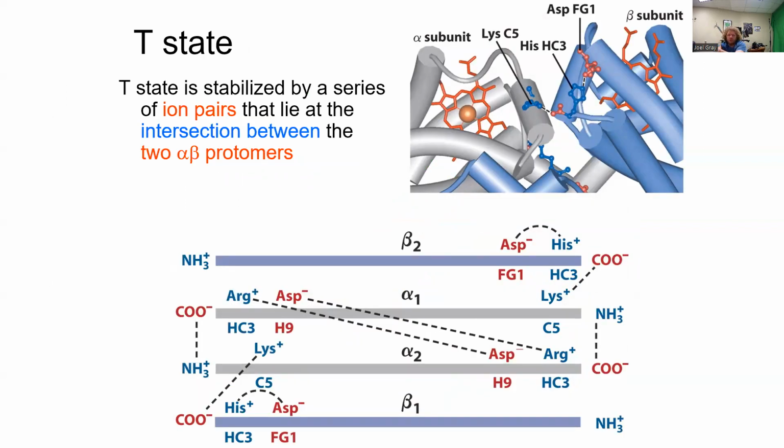Now, here what we see, and I'm going to show this for the R state as well, the T state is stabilized by a series of ion pairs that lie at the intersection between the alpha beta protomers. So here what we have is basically the contacts between different amino acids and different parts of our protein. What I really want to draw your attention to is, we've talked about ionization of amino acids, histidine, for instance, having a positive charge, aspartic acid having a negative charge.